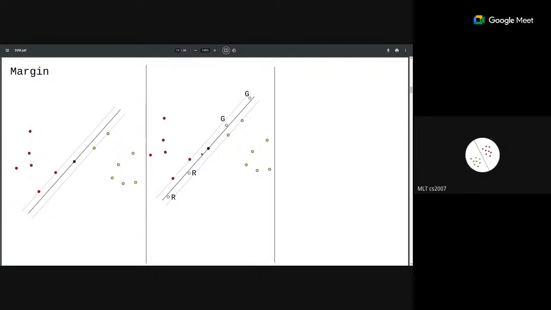The black point is the origin. So the line which is passing through the origin, we are calling it a classifier, right? Correct, yeah. We are calling it a classifier.